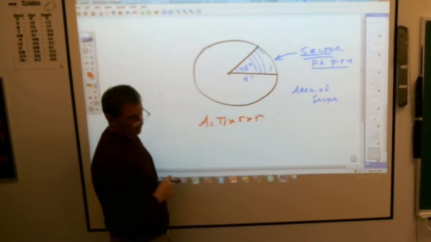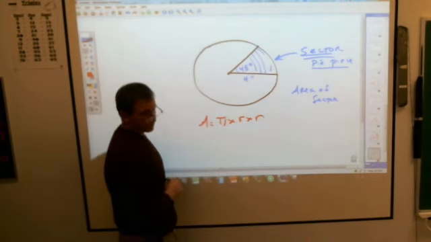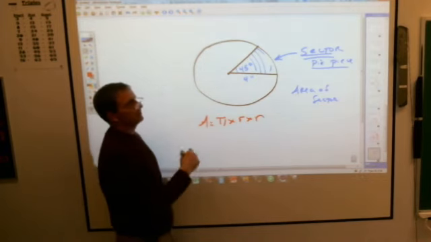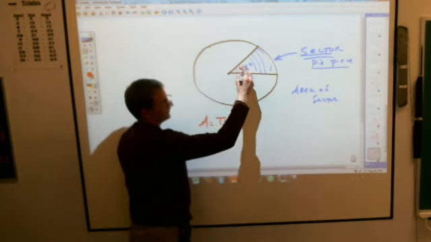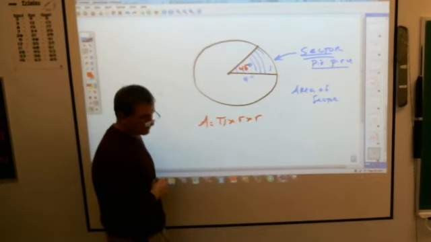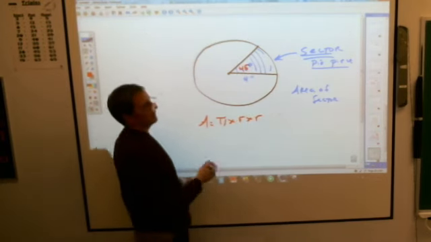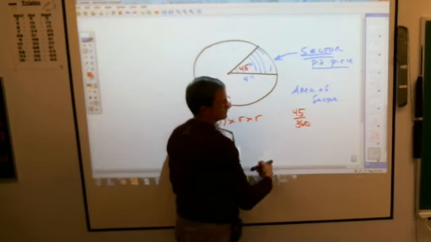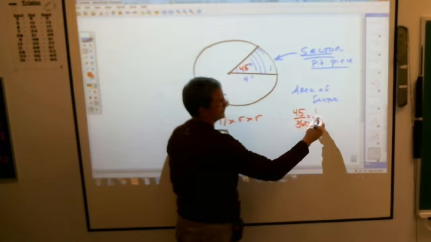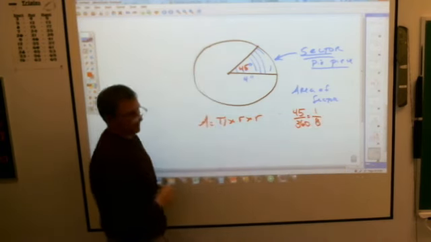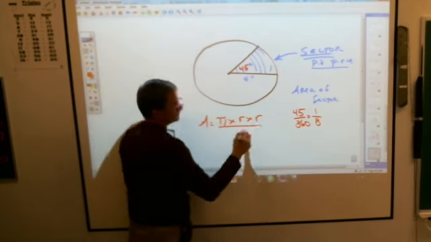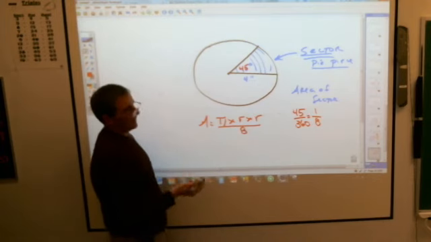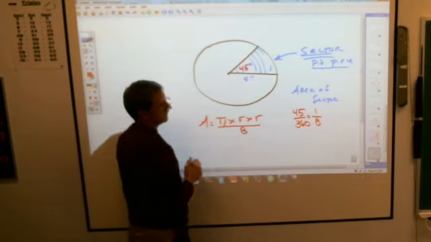But I don't have a whole circle, I only have a fraction of the circle. How would I figure out what fraction of the circle I have? Well, I know this is 45 degrees. How many degrees are in a whole circle? 360. So, to find out what fraction I have, I take 45 and put it over 360 and reduce it. If you reduce it, you get 1/8. So if I take my whole circle and find 1/8 of it, that will tell me that little portion right there.